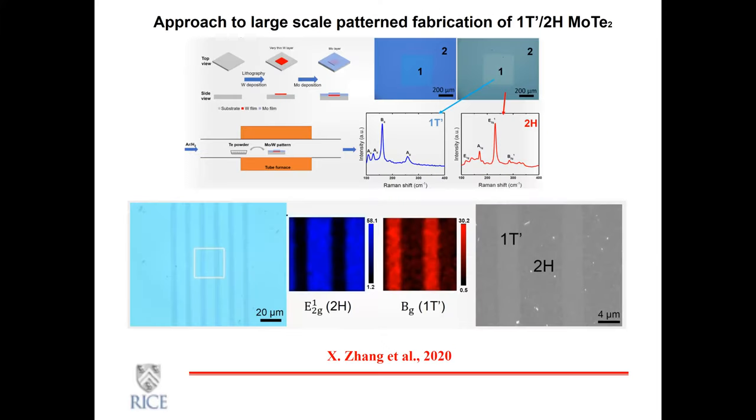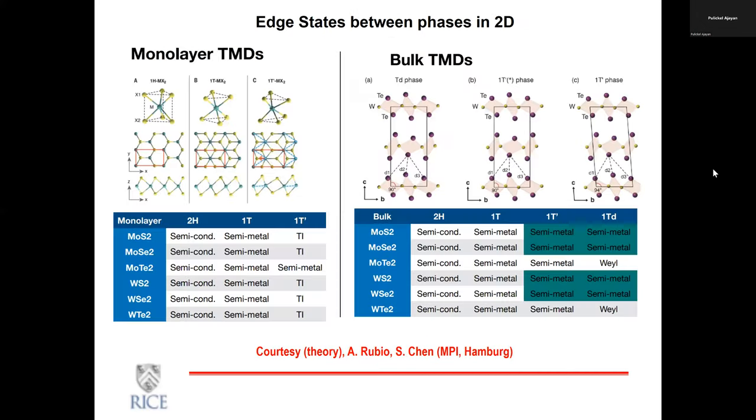And this is another system, molybdenum telluride, with not a compositional difference, but a phase difference. So you can also pattern some of these molybdenum telluride 2D systems in plane, choosing whether you want to have 1T prime or 2H. And as you can see, this is actually a large area periodic structure of 1T prime and 2H. Right? And there are some fascinating properties of these. This is a theory that has been done by Ahal Rubin.